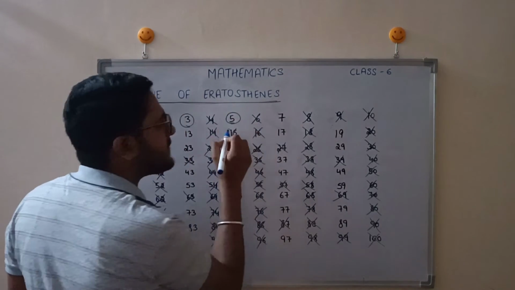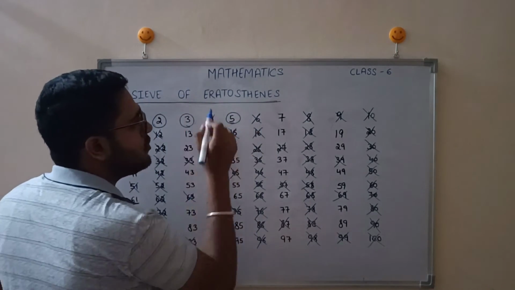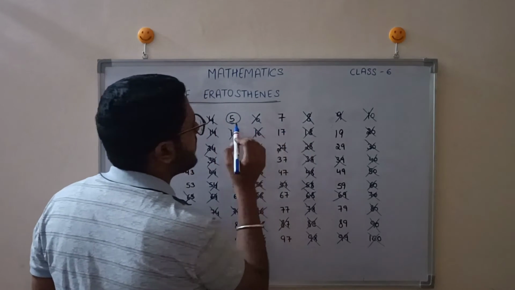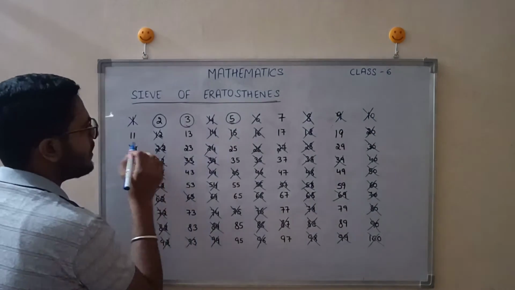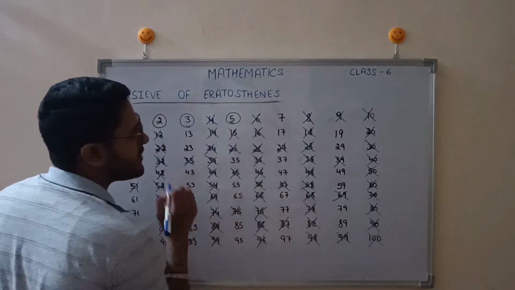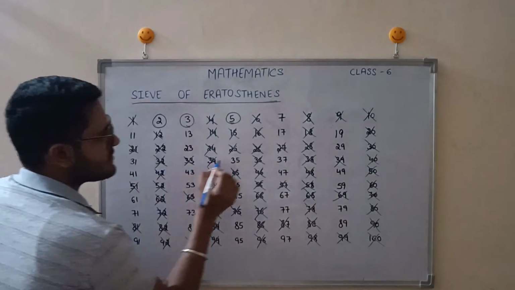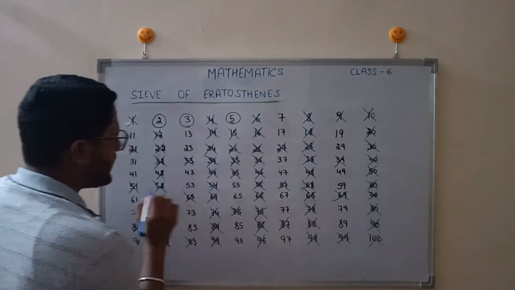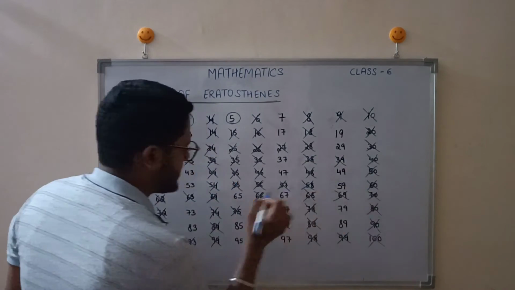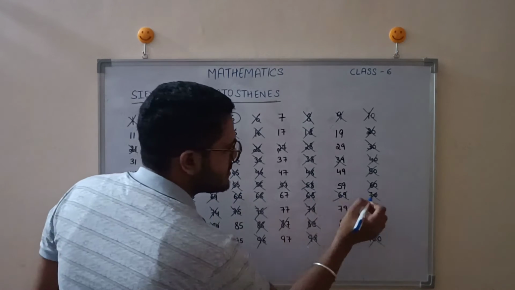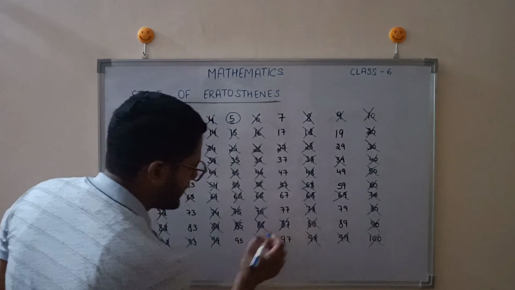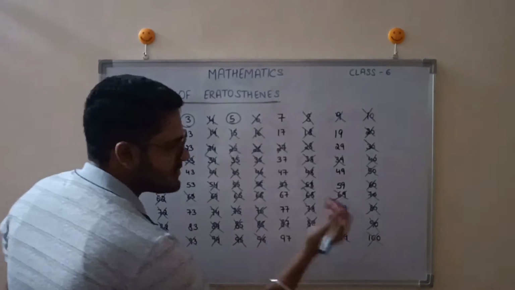We have circled 5, right? Now we have to cross out all the multiples of 5. Multiples of 5 will be 5, after 5 we have 10, then 15, 20, 25. Then 30, 35, 40, 45, 50, 55, 60, 65, 70, 75, 80, 85, 90, 95, then 100.